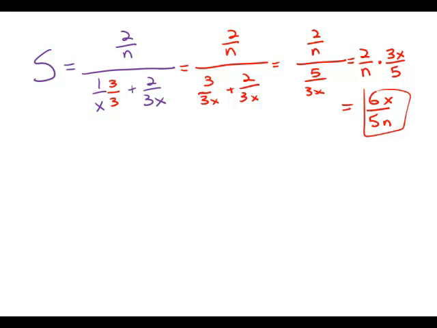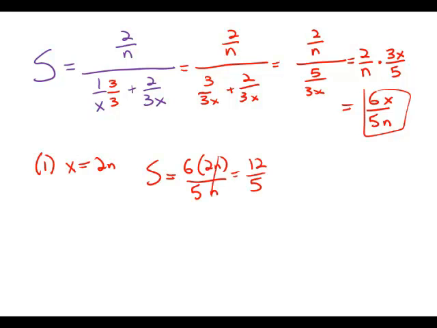And so we would either need to know the numerical value of x and the numerical value of n, or at least what their ratio is. So statement number 1, a very simple piece of information, tells us x equals 2n. Well, if x equals 2n, then S equals 6 times x, but we can substitute in 2n, over 5n, and the n's cancel, and what we get is 12 over 5. So with statement number 1, we can actually find the numerical value of S. So statement number 1 is sufficient.